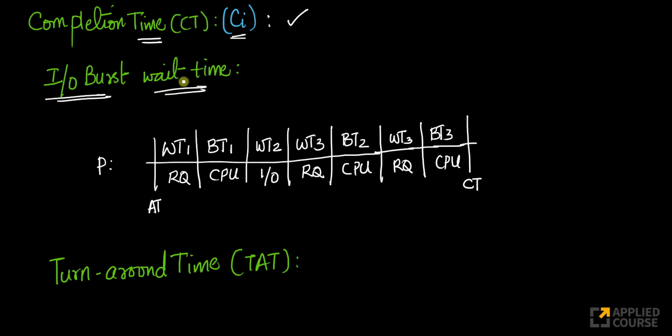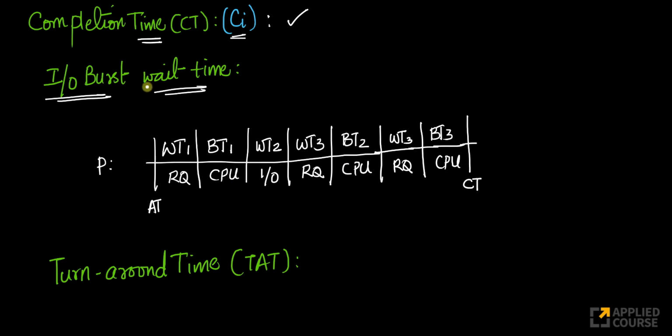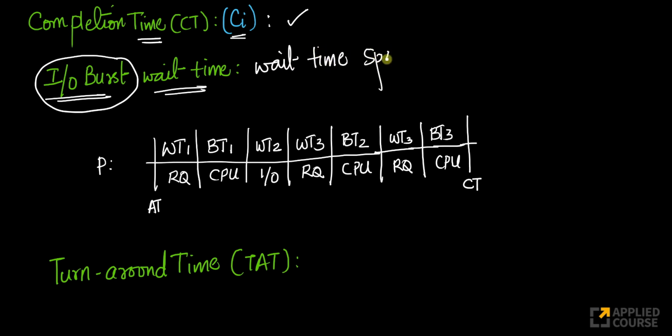Similarly, there is something called IO burst wait time. This is exactly this part. This is nothing but your IO wait time. This is the time during which the process is waiting for an IO event, for an input-output activity to happen. So this is wait time spent on IO, spent blocked on IO to be precise.